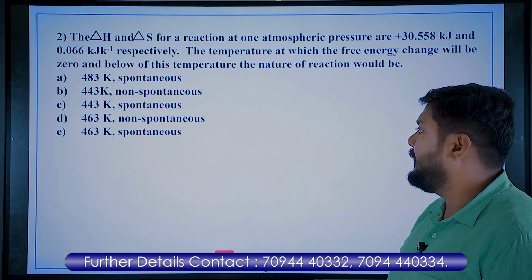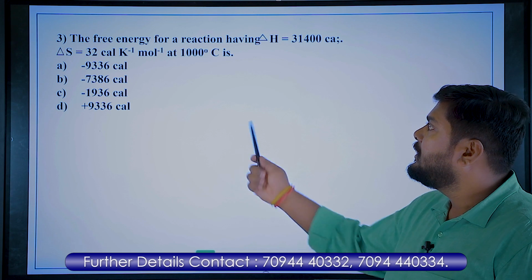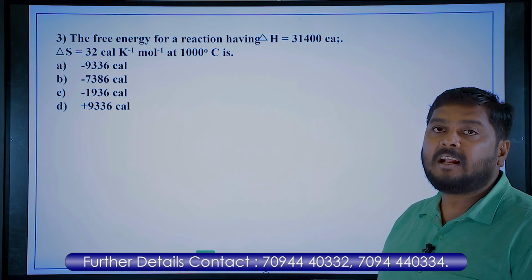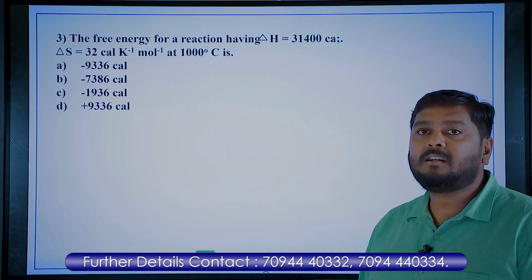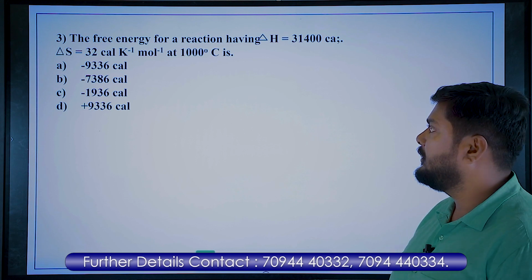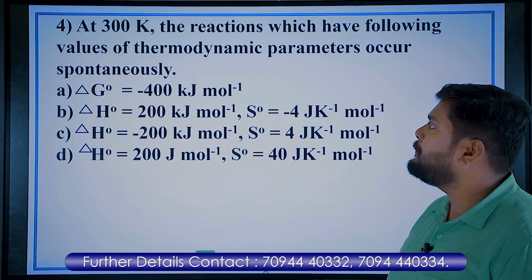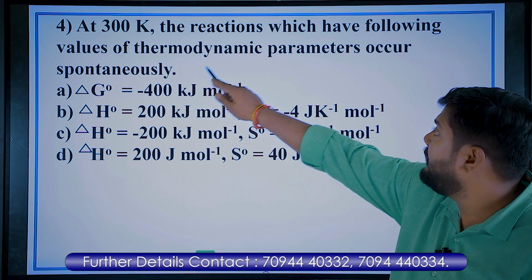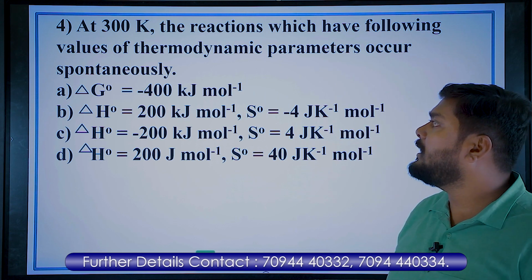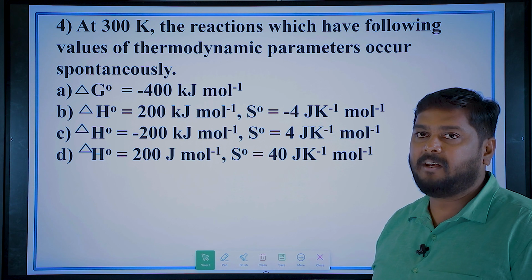Right, and for your practice I gave one question. See, the free energy change is given, ΔH and ΔS are given, temperature is given. We are asked to find a free energy change, that is ΔG, we have to predict. In this question you have to predict ΔG, and in this question you have to predict at 300 Kelvin, the reaction with the following values of thermodynamic parameters will occur spontaneously. We have to predict which one occurs spontaneously and answer.